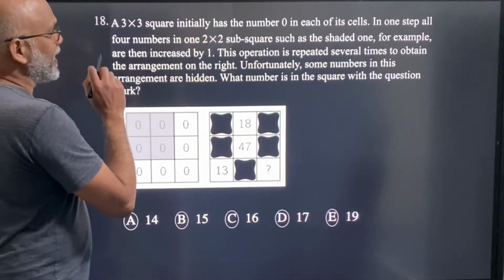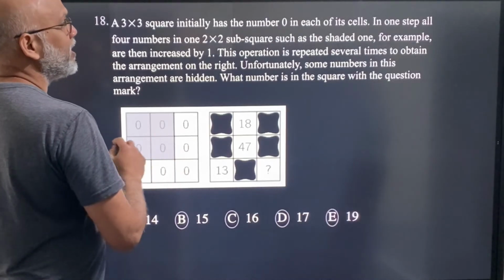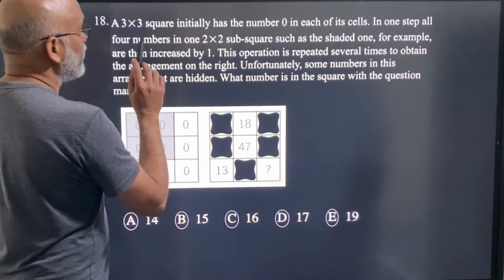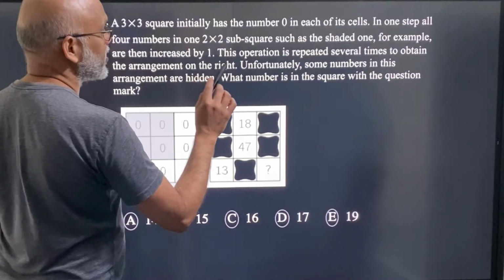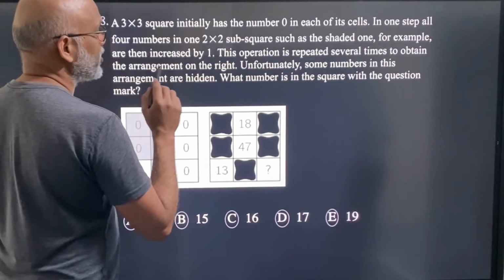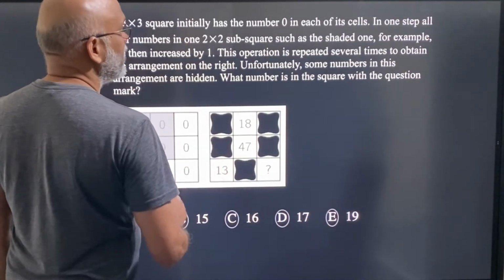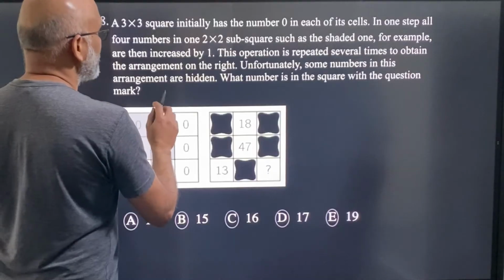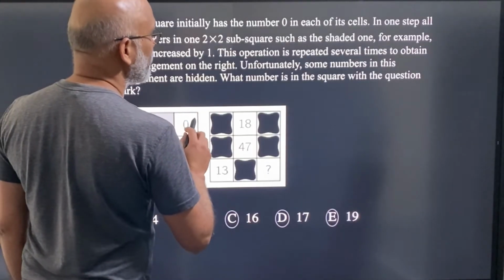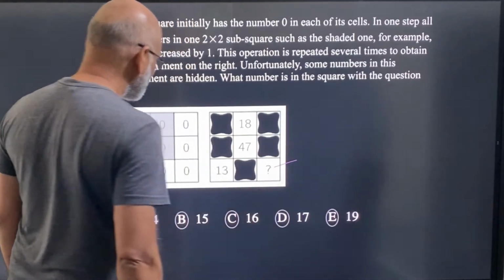A 3 by 3 square initially has the number 0 in each of its cells, like this. In one step, all 4 numbers in one 2 by 2 subsquare, such as the shaded one, for example, are then increased by 1. Okay. This operation is repeated several times to obtain the arrangement on the right here. Unfortunately, some numbers in this arrangement are hidden. What number is in the square with the question mark? All right. So what is the number here?